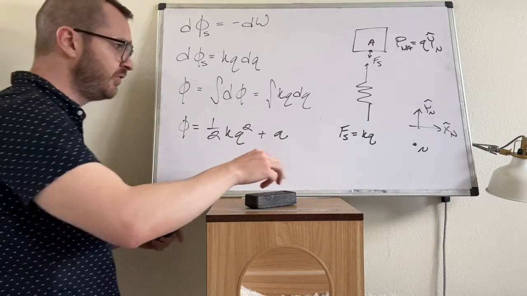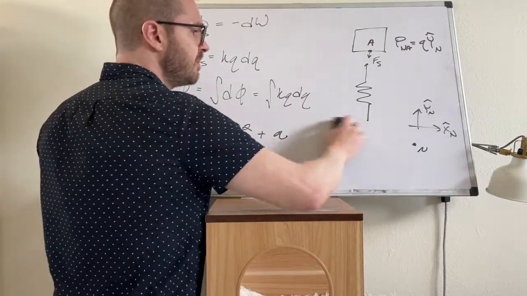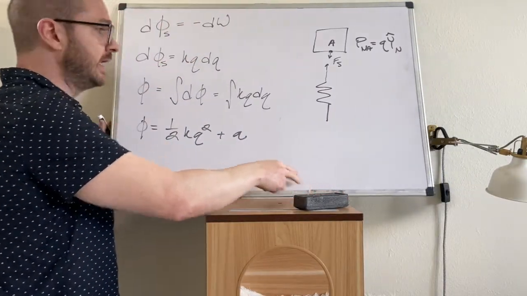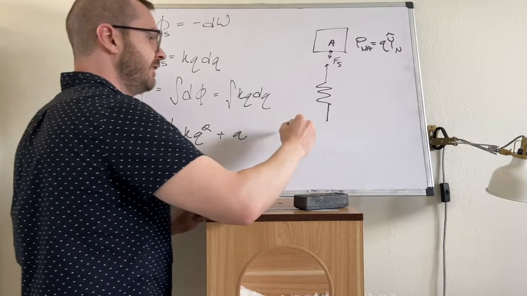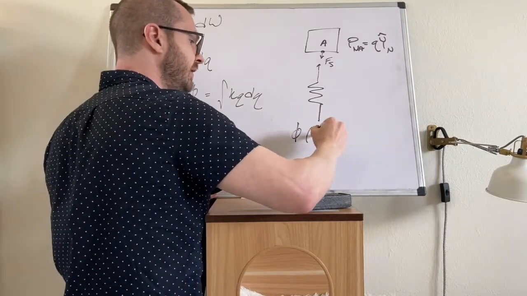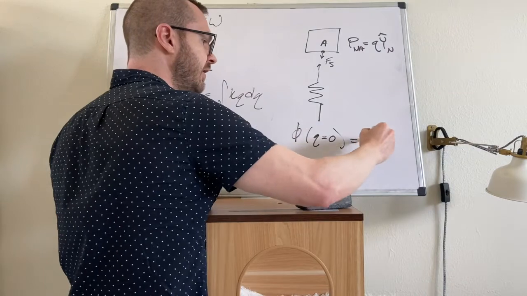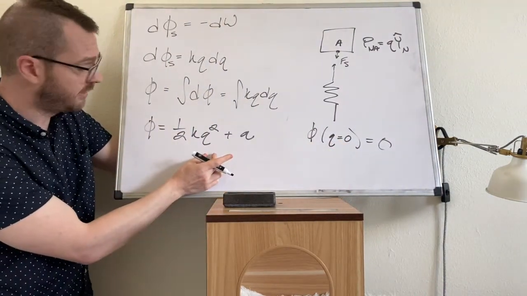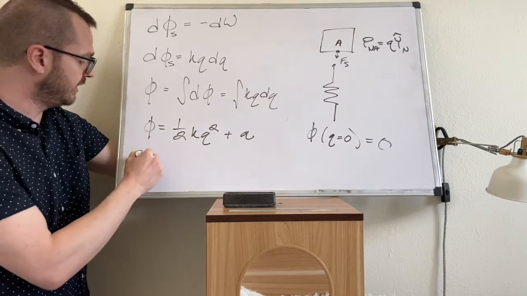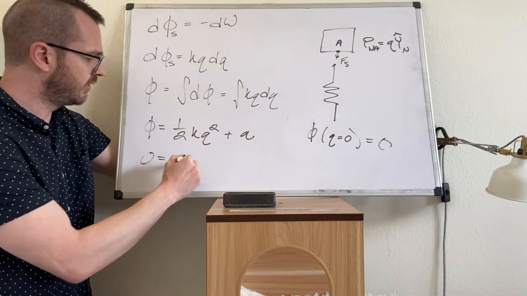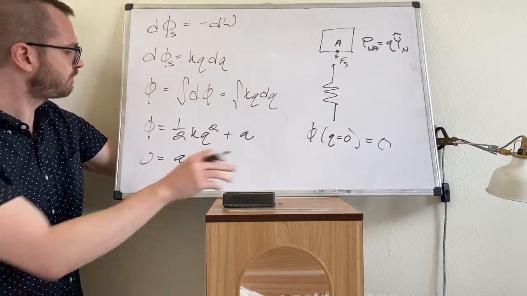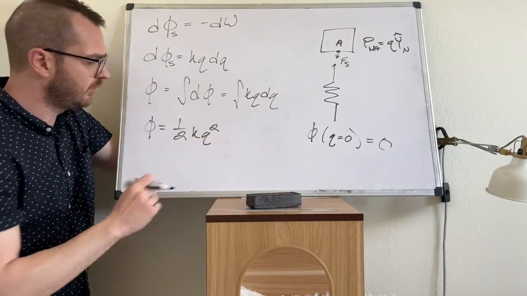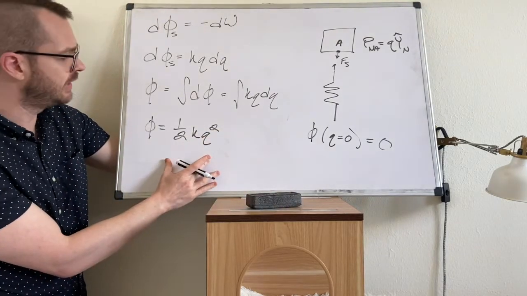Now, in this case, what do we do with the integration constant? Recall in this problem, we're saying that this is a spring without any unloaded length. That means the potential when Q equals 0 is equal to 0. So if we take this expression, we plug in a 0 for Q, and then we set it equal to 0. That means that 0 equals A. All right. So your potential energy expression for a spring without an unloaded length is 1/2 KQ squared, where K is your spring constant.